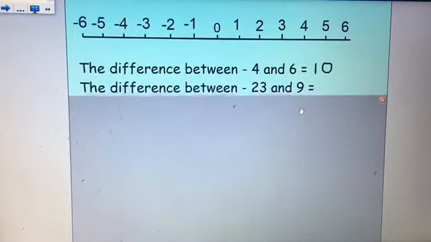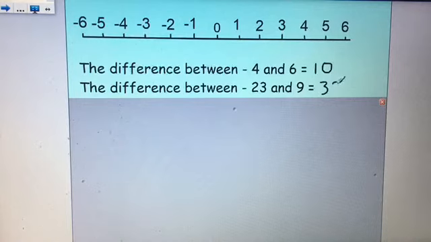Okay, let's have a look at this one. You can crack it on your own. Difference between minus 23 and 9. So if you added 23 and 9 together, it would be 32. So the difference would be 32.